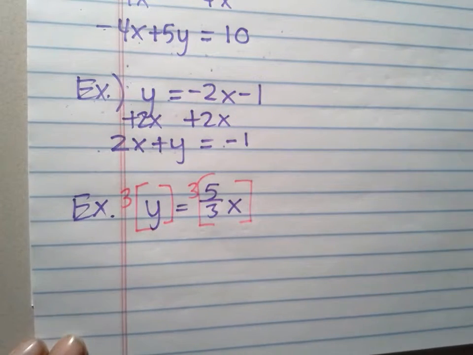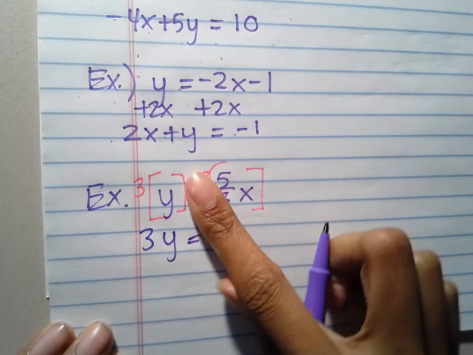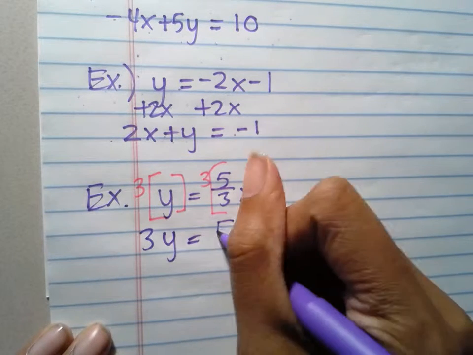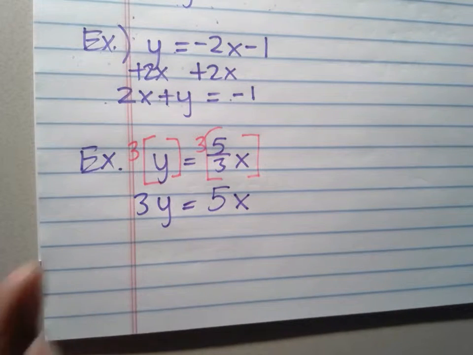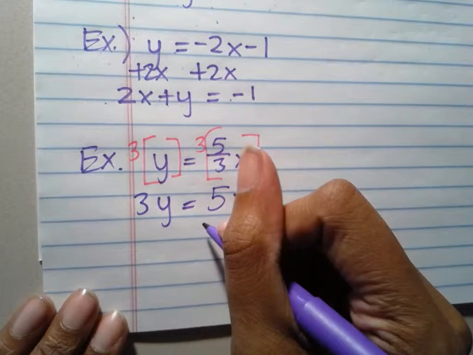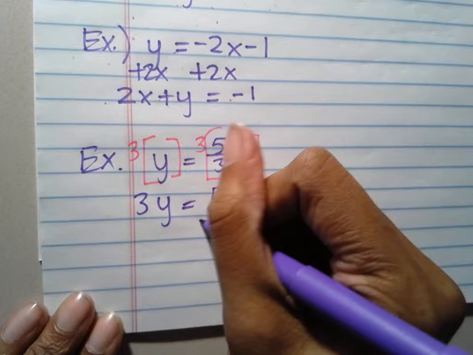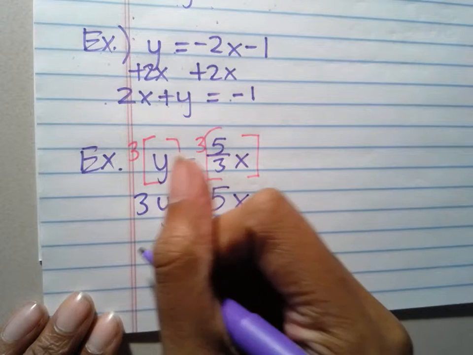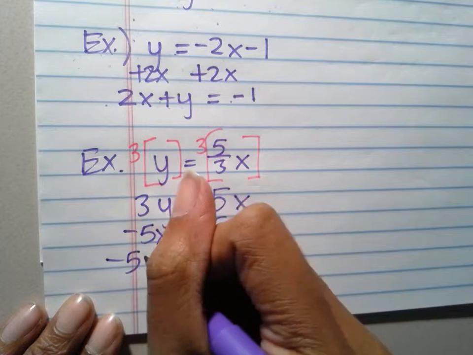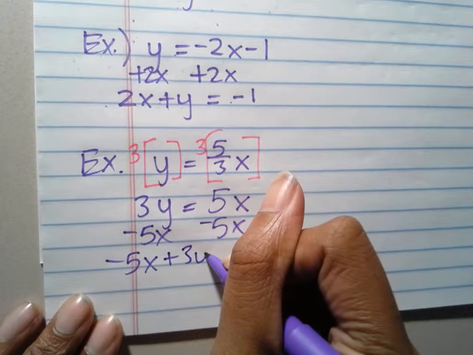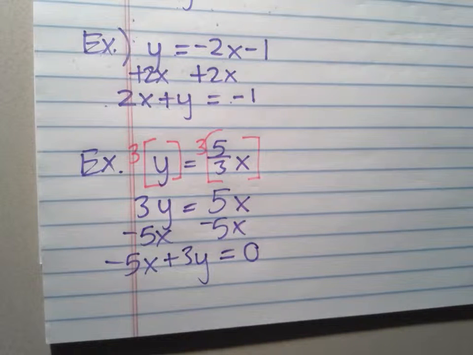So 3 times y is 3y. These 3's cancel, so I'm left with 5x. All right, I need to get 5x and 3y on the same side. I like to get it all to the left side, so the opposite of 5x is negative 5x. I'm minusing 5x on both sides, so I have negative 5x plus 3y equals 0, and that's it. That is the standard form. So if there's nothing there, if you have no number, you just put 0.